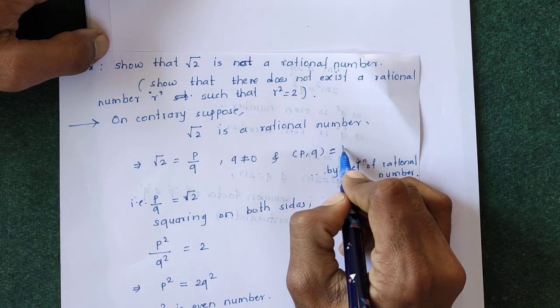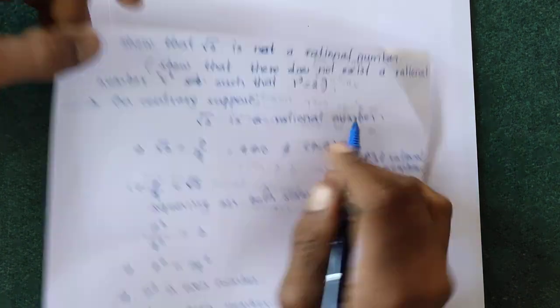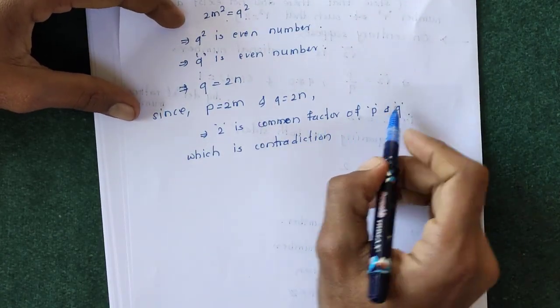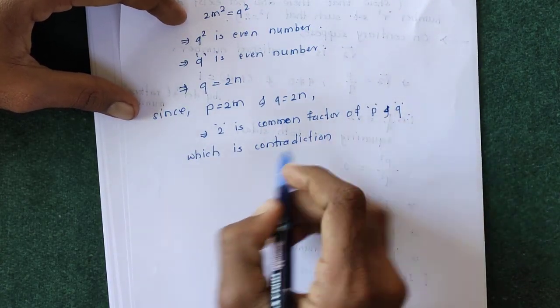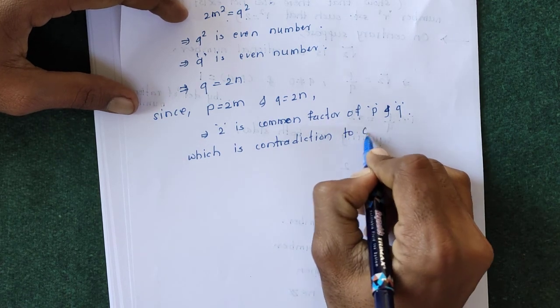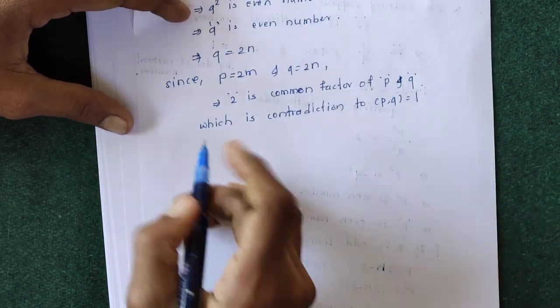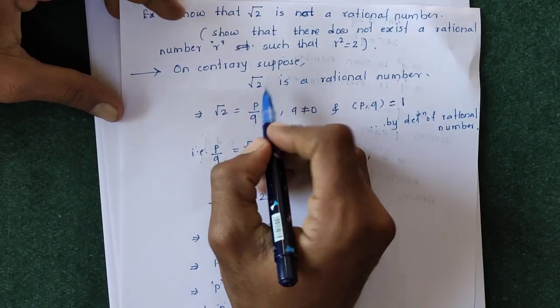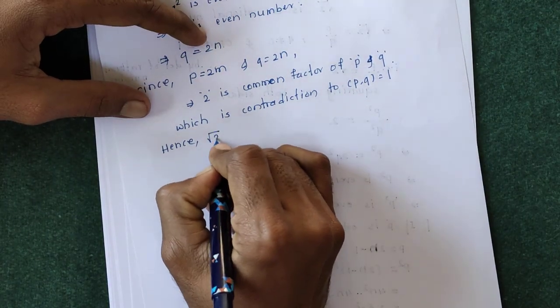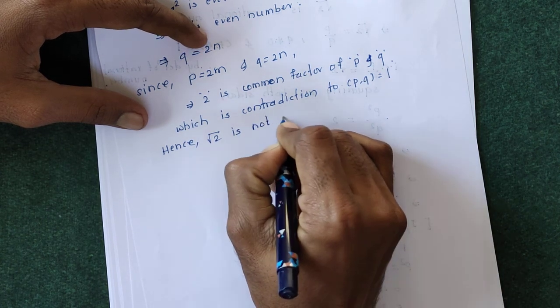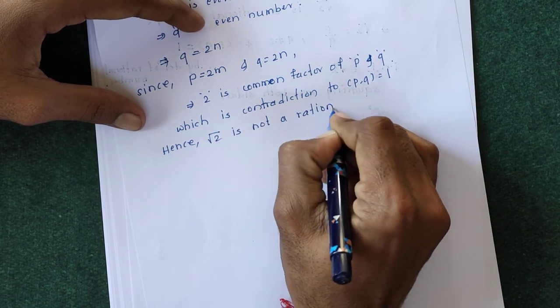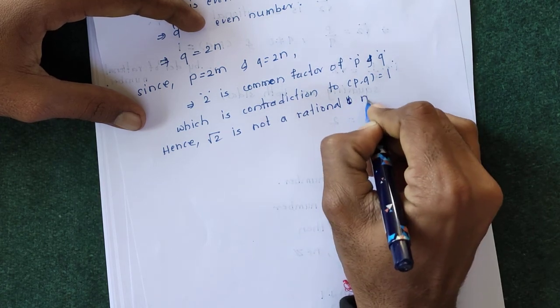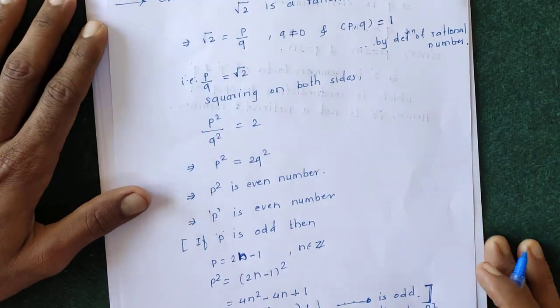So there does not exist any common divisor greater than 1, but here we get 2 as a common divisor of p and q. This is a contradiction to the greatest common divisor of p and q being equal to 1. Hence our assumption is wrong, that is, we assumed root 2 is a rational number, which is wrong. Hence root 2 is not a rational number.